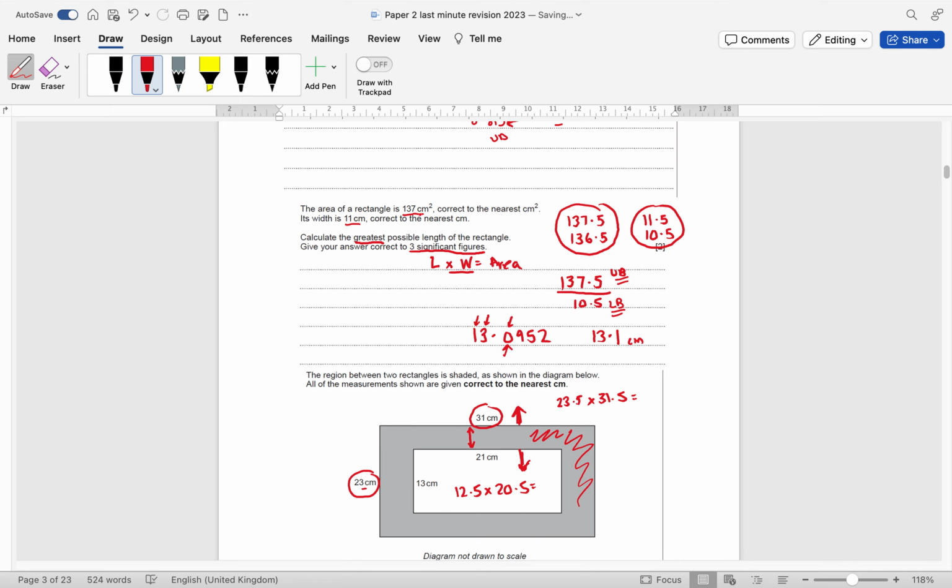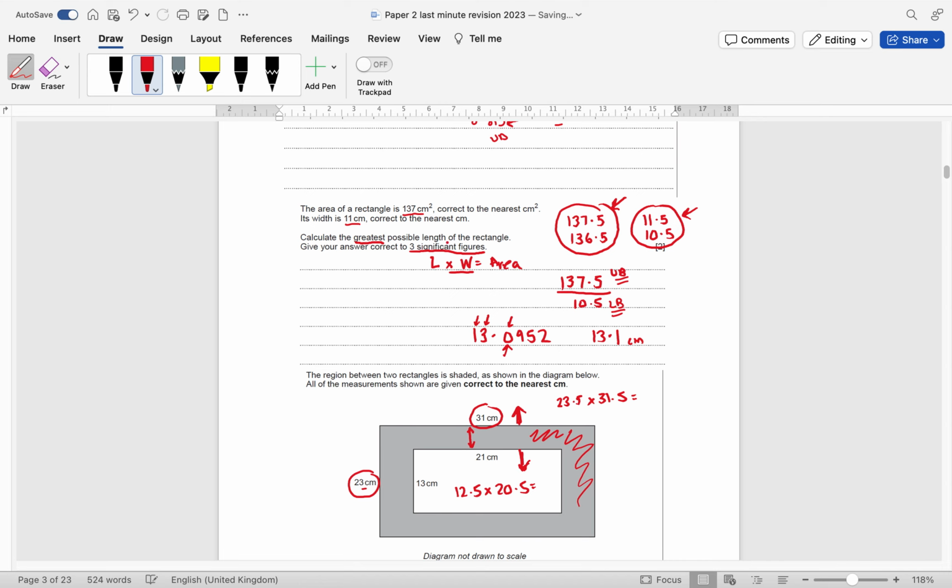But we're told that the area is correct to the nearest centimetre squared. So I've added a 0.5 and taken away a 0.5 from it. And we're told that the width is correct to the nearest centimetre. So again, I've added a 0.5 and taken away a 0.5. So don't forget to write these upper and lower bounds.